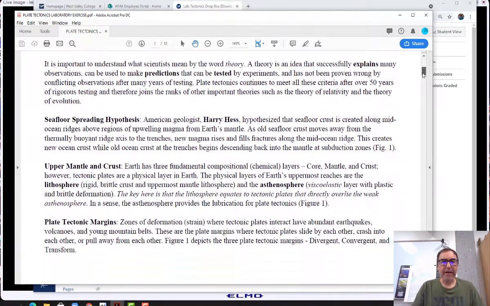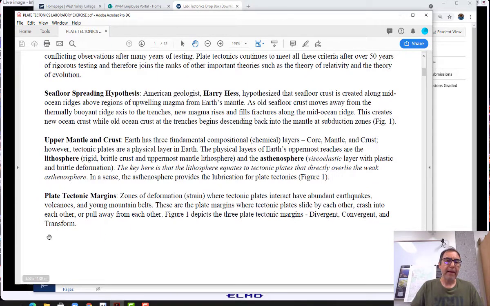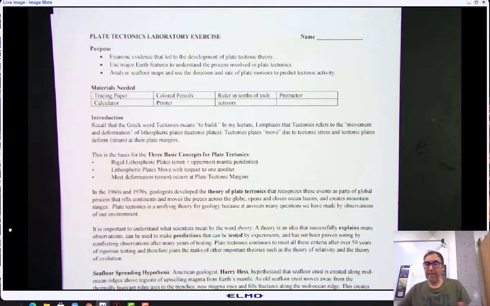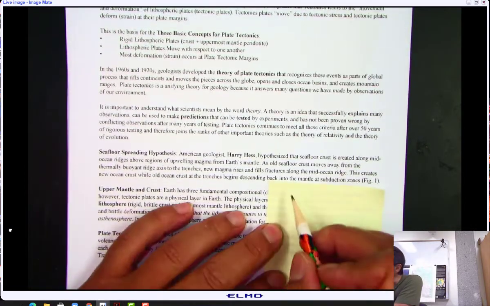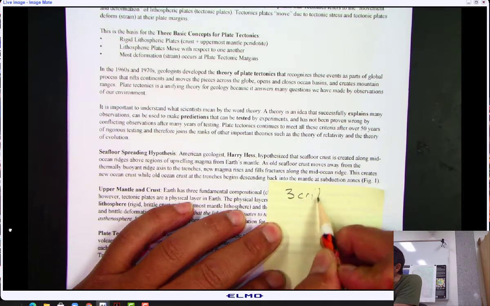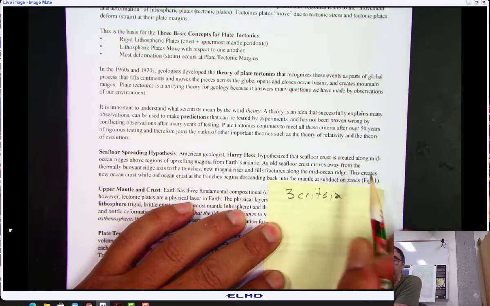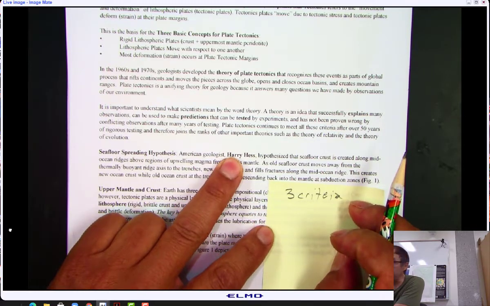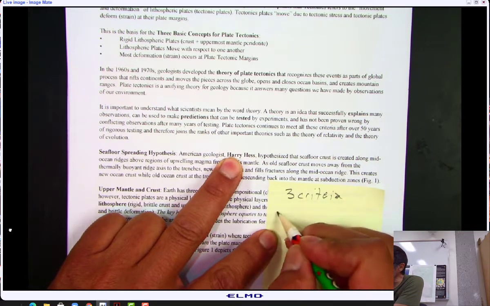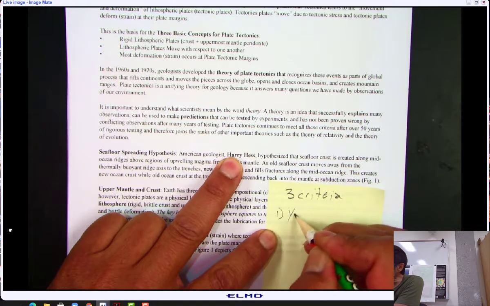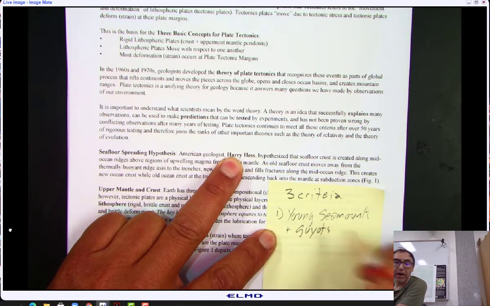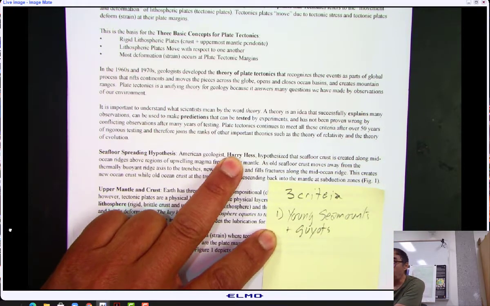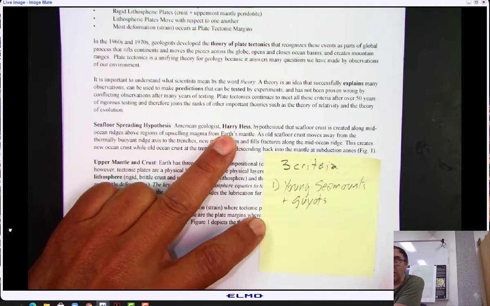I also have this bit about Harry Hess. I know that in my lectures, I talk about Harry Hess, and Harry Hess is important. In fact, I'm going to use my document camera here. Remember, I had 3 criteria for Harry Hess and his seafloor spreading hypothesis, right? The first was the young seamounts and guyots. Remember, the guyots are the flat-topped seamounts that were once former islands. He was wondering where all the old ones are, right?